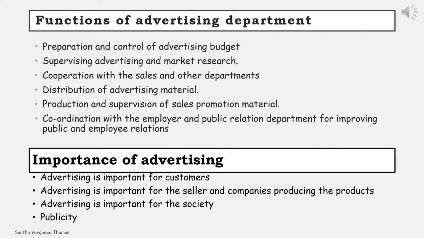as per the requirement of the consumers, they have to pass the information to the production department as well as other departments like the finance department, so that the raw materials are purchased, the products are manufactured at the right time, and they are given to the consumers properly. They have to look into the distribution of advertising materials. They have to coordinate with the employer and public relation department for improving public and employee relations.